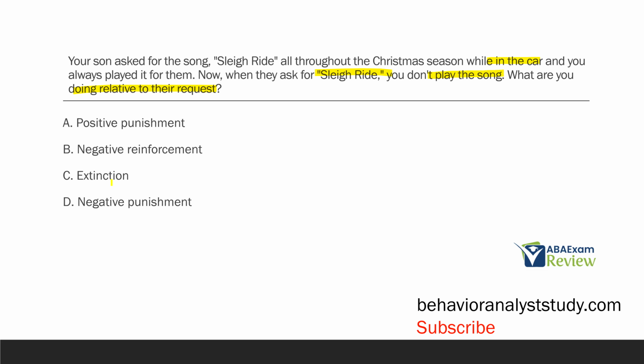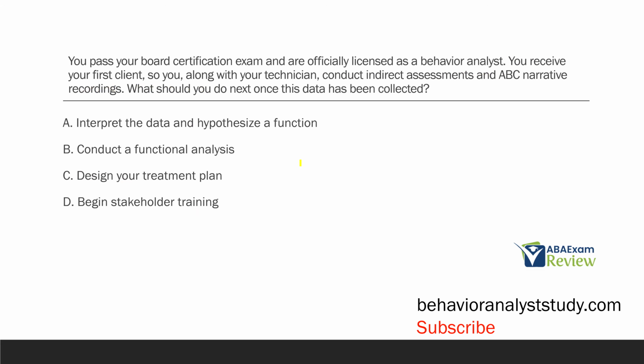D has the same issue as A. We're just not using punishment here. Punishment is added, punishment is taken away, extinction is withheld. And here, reinforcement is being withheld for the request. So what are you doing relative to the request? C, extinction.